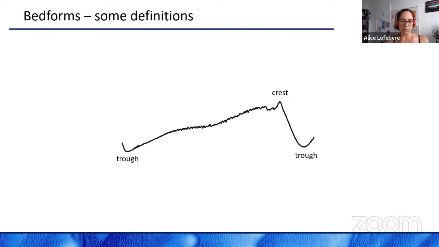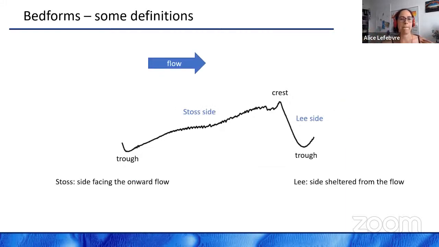Now, the most basic measurements that we do of those dunes is to calculate their height and their length. And then if we know the flow direction, we can also define the lee side, which is here. That is the side which is sheltered from the flow, and the stoss side, which is the side facing the onward flow. And usually in rivers and in all unidirectional environments, the stoss side is quite gentle and the lee side is quite steep. And here it seems to be really quite steep, maybe 50 degrees or something.